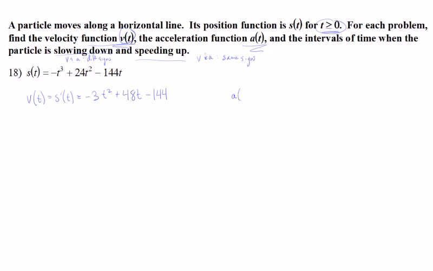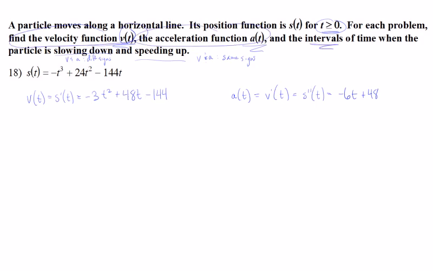Now the acceleration function. I'm going to write it off to the side just so I have space to work below. The acceleration function is the derivative of velocity, also known as the second derivative of position. So that's going to be -6t plus 48. I just took the derivative of the derivative, also known as the second derivative. So that takes care of finding the velocity function and the acceleration function.